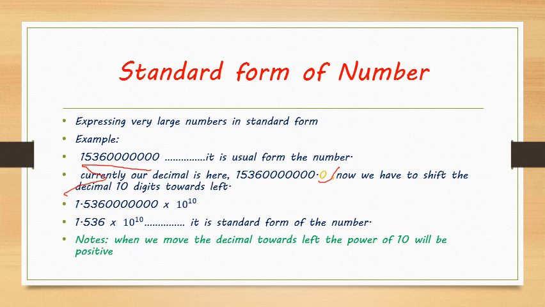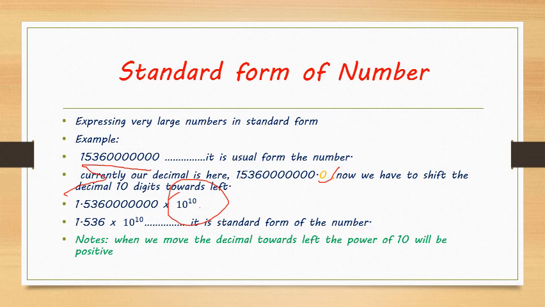Now we have to shift this decimal to the right of 1. So how many places do we have to move now? 1, 2, 3, 4, 5, 6, 7, 8, 9, 10. How many places? 10, towards the left. So we have to shift this decimal to that place, and now we have to add into 10 to the power 10.